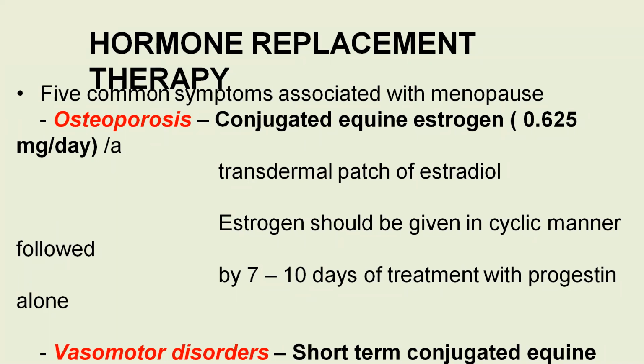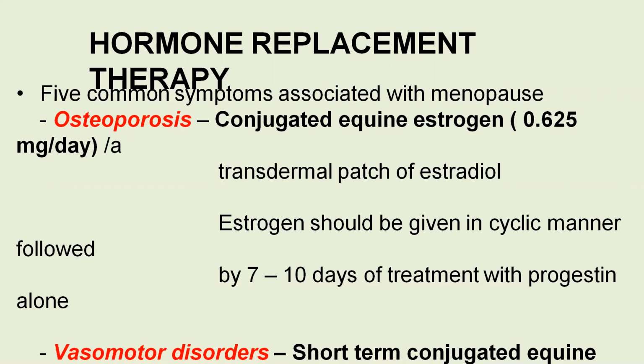Osteoporosis: since estrogen and progesterone are less in menopausal women, their bone health deteriorates. Estrogen maintains the bone health. So there is a 25% increased risk of hip fractures in menopausal women. What you give here is conjugated equine estrogen, 0.625 mg per day, or a transdermal patch of estradiol. The estrogen should be given in a cyclic manner followed by 7 to 10 days of treatment with progestin.